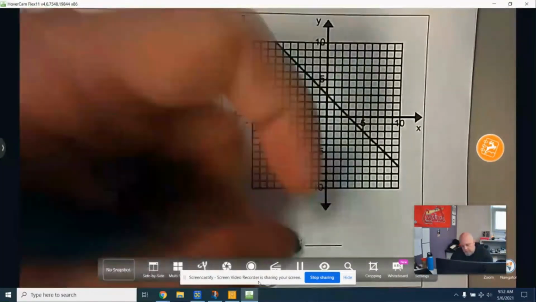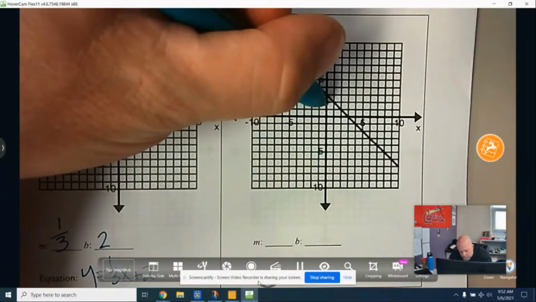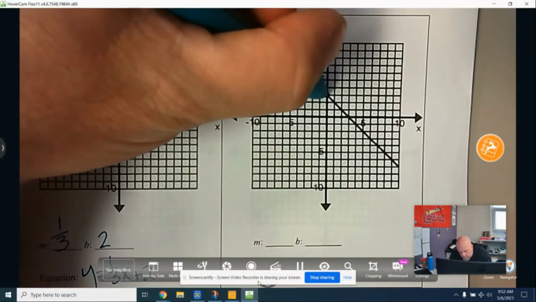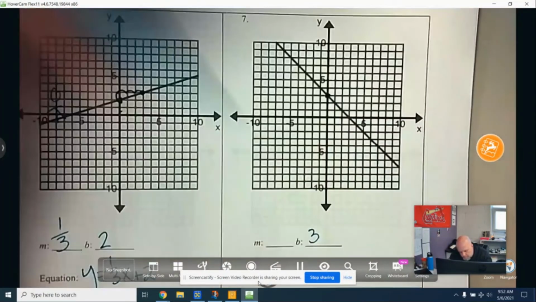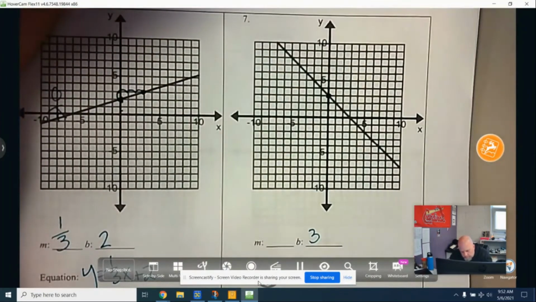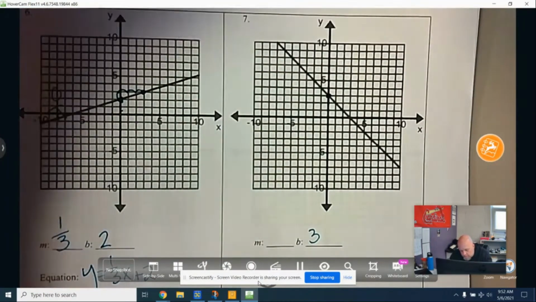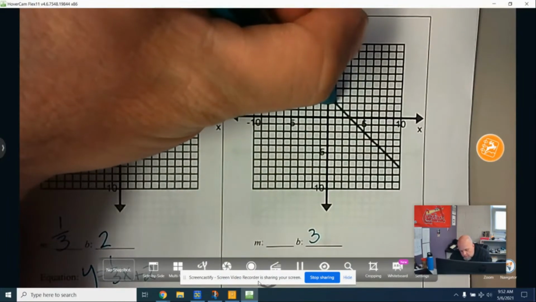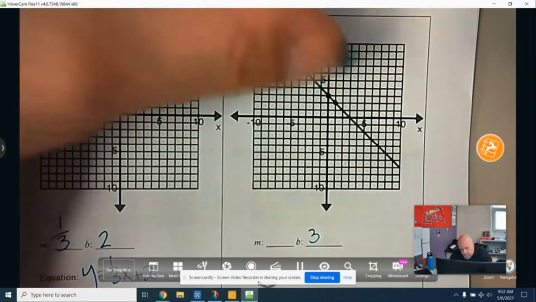Okay, looking at number 7. Again, start with your B. So it's at 1, 2, 3. I'll put a point right there. So my B is 3. I already have a point on the graph. I need to come up with another one. There's lots of ones I could choose. So let's say I'll just choose this one. It goes through the corner of a box.